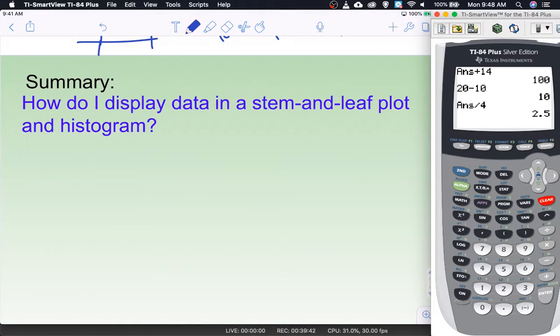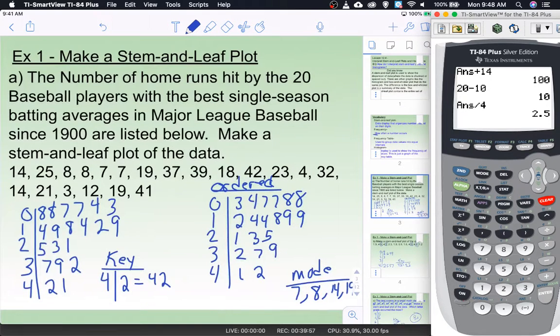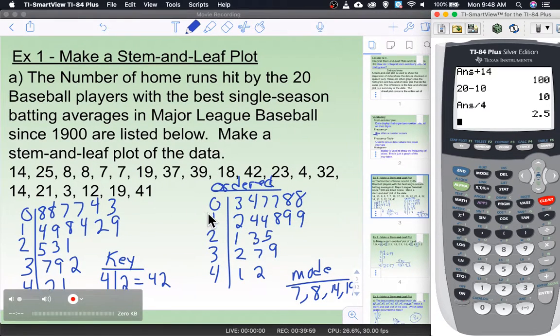So summary, how do I display data in a stem and leaf plot and a histogram? Just think about it, put down some words on summarizing what you do. Okay, so for a stem and leaf plot, you find your largest and smallest numbers. You then fill in the stem part, being the front digits. Everything except for the last digit goes in your stem. You then pick the last digit of each of these numbers, and it goes next to the stem in the leaf category. So stem, leaf.